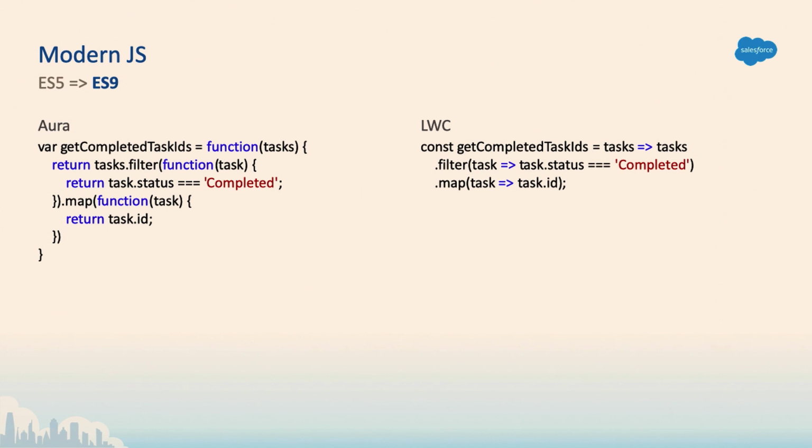You can see how verbose this is in ES5 and previously, where we have to include the function keyword and the return keyword. Now with LWC, we have access to fat arrow functions, which is basically just another way of writing a function with slight differences in scoping. But for this example, it's exactly the same. We filter out anything with a completed status, and then we map over all the IDs.